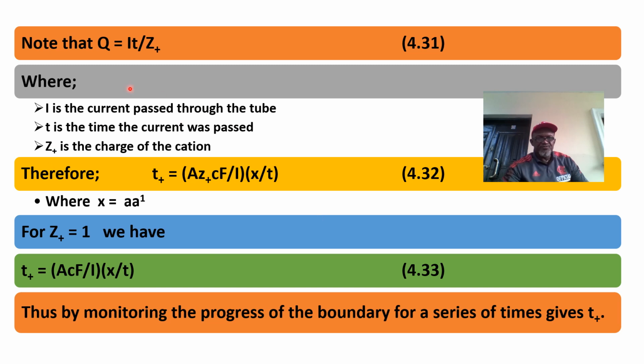So we know, using our definition for Q, we can always calculate Q, and when we put it here, we can now, by monitoring the progress of the boundary, calculate our transport number.